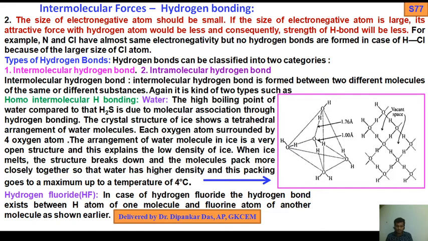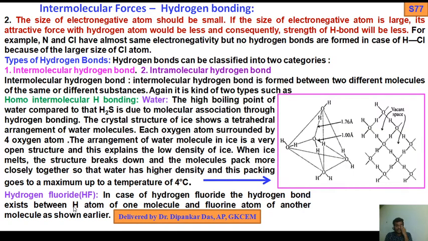So you see this OH bond and this bond. The original covalent bond is 1.00 Angstrom, but the hydrogen bond is 1.76 Angstrom.